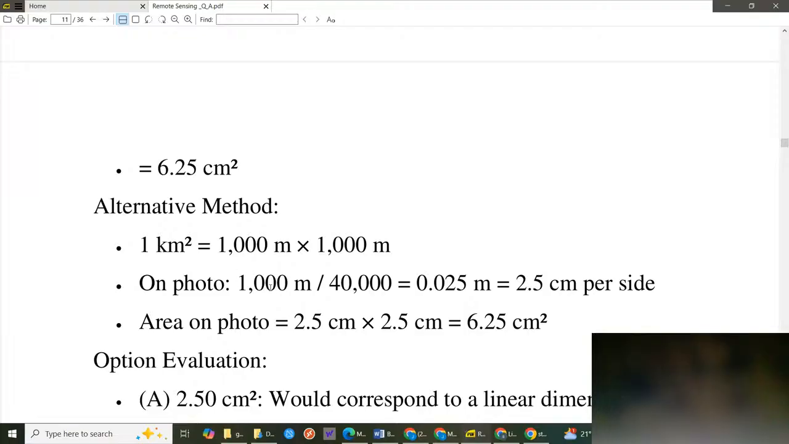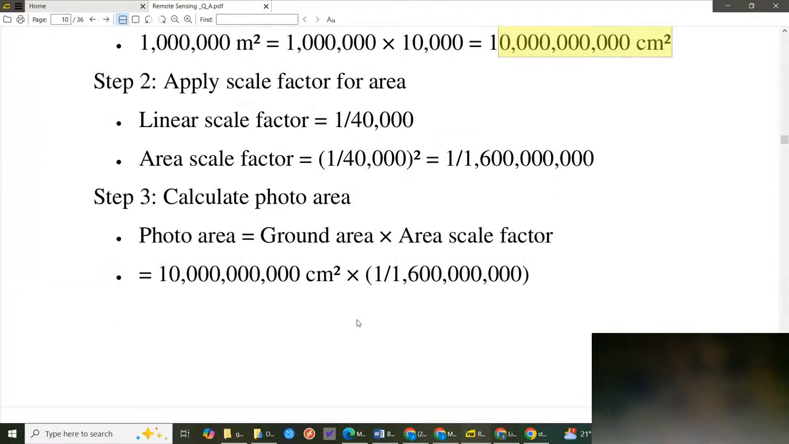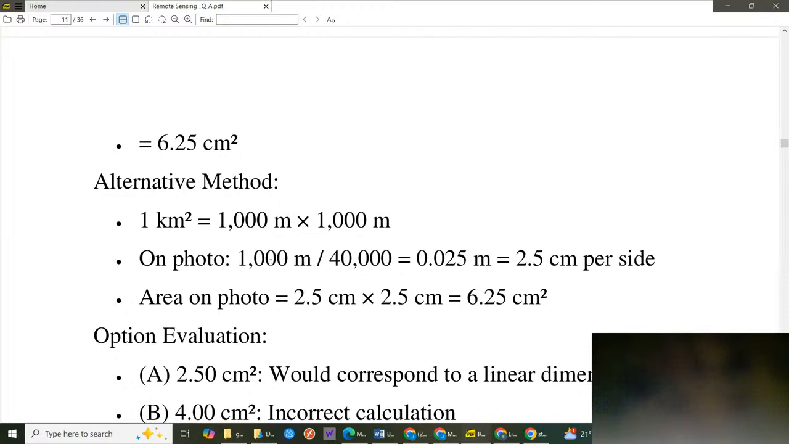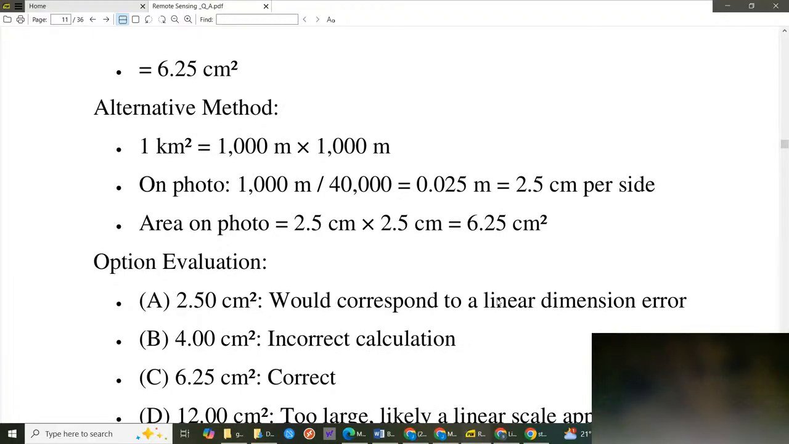1,000 meter divided by 40,000 is equal to 0.025 meter, which is equal to 2.5 centimeter per side. So the area on the photo is 2.5 centimeter multiplied by 2.5 centimeter, which is 6.25 centimeter square.